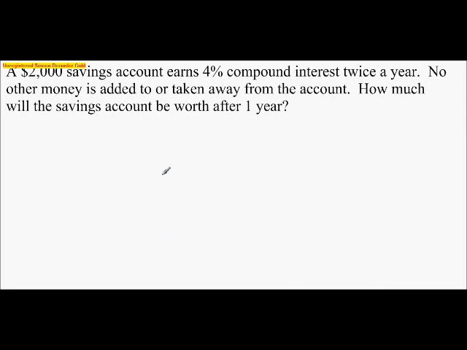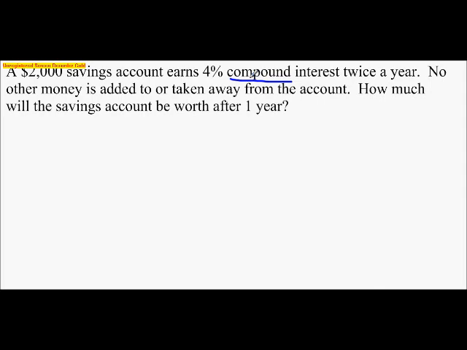If you read that first sentence, it says a $2,000 savings account and it's 4% compound interest. Remember, right in the problem it tells you exactly that it is compound interest. It says the actual word compound. A simple interest problem won't always say simple, but a compound interest problem will always say compound.